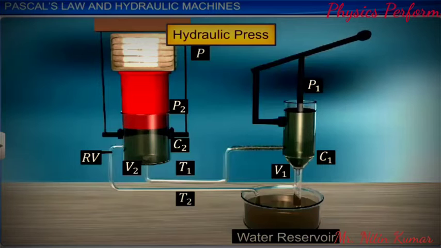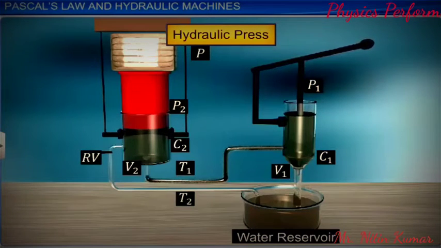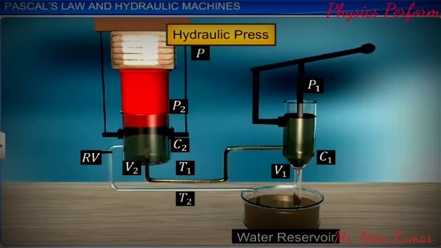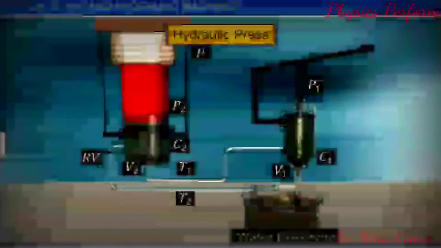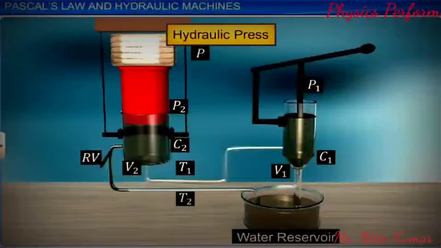Due to water pressure, piston P2 moves up, compressing the load between the platform P and the rigid ceiling. To release the pressed substance, the release valve RV is opened to allow the water back to the reservoir.